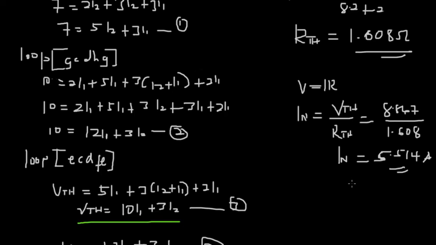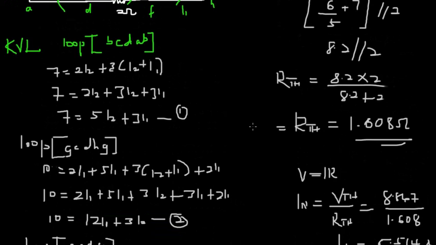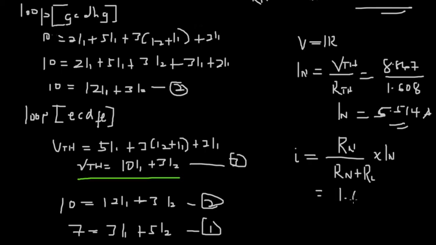So now this is where you implement the next step. That's the final step. That's where you bring in your I. This was the Norton's formula: RN over RN plus RL, multiplied by your IN. And we know RTH must be equal to RN, so that's 1.608. So we have 1.608 divided by 1.608 plus RL.